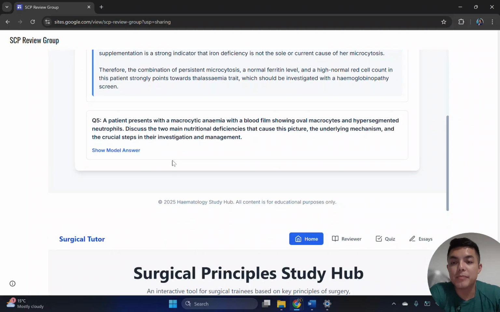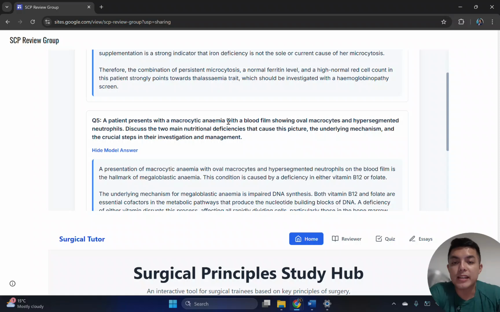And the last one is a patient with a macrocytic anemia with a blood film showing oval macrocytes and hypersegmented neutrophils. Discuss the two main nutritional deficiencies that cause this picture, the underlying mechanism, and the crucial steps in their investigation and management.